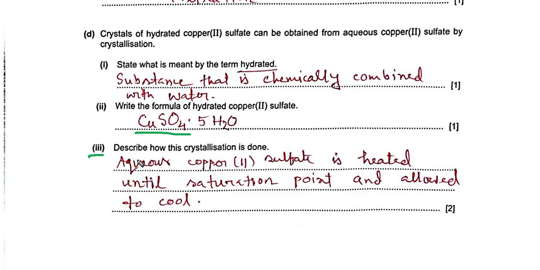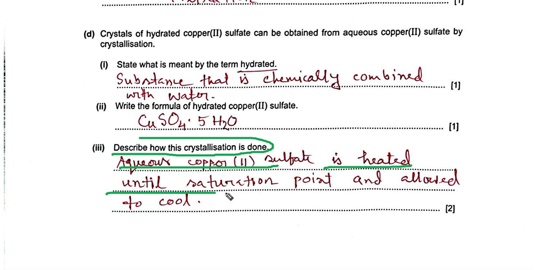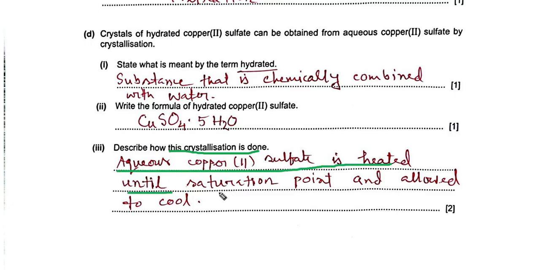Number 3. Describe how this crystallization is done. Aqueous copper(II) sulfate is heated until saturation point and allowed to cool. So, how is this crystallization done? Aqueous copper(II) sulfate is heated until saturation point and allowed to cool.